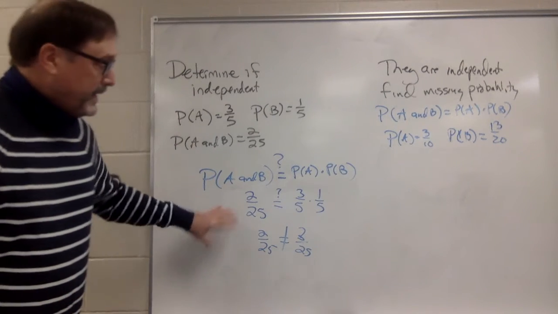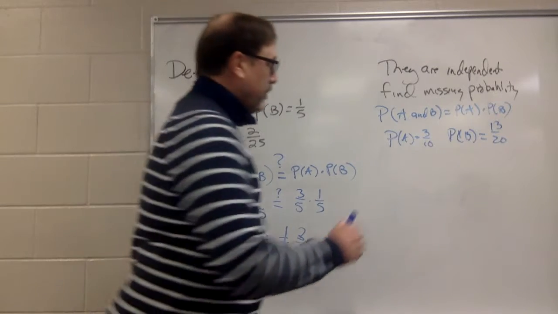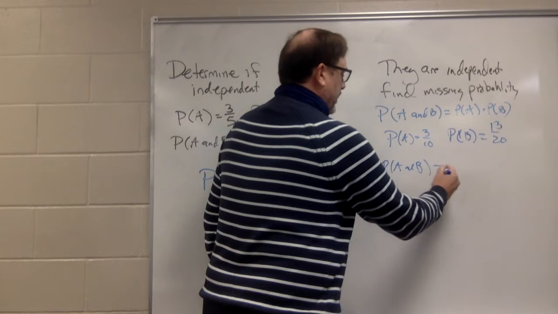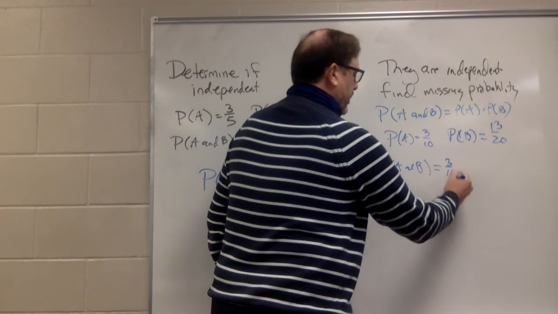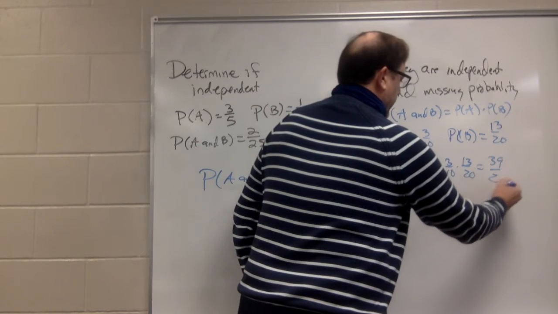So this first one, we didn't know if they were independent. We didn't know if this formula worked. Here we do. So it is simply the probability of A and B. It does just equal 3/10 times 13/20. And there is your exact answer.